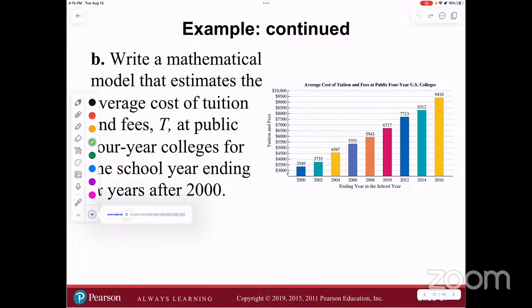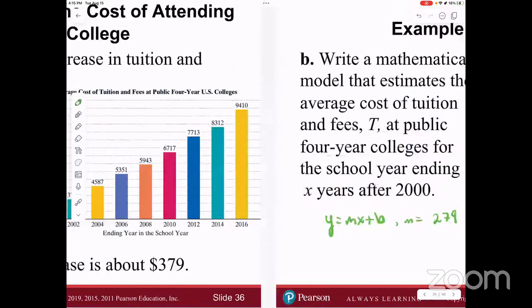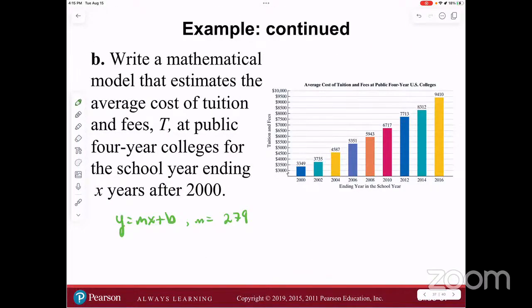Y equals mx plus b, right? We just found the slope in the previous part, so I'm going to use that. Estimate, yeah, let's just use the 379. Is that what we found? 379. Okay.